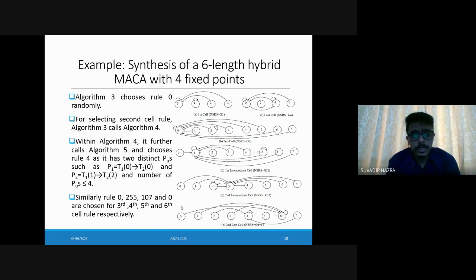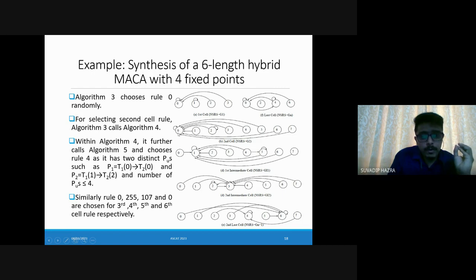Suppose we are considering synthesis of a 6-length hybrid MSA, and we require 4 fixed points. As we know, algorithm 3 will choose one rule randomly, so it will choose rule 0 because it has two self-loop NSRTs, 0 and 1. Next, for selecting the second cell rule, algorithm 3 will call algorithm 4, and algorithm 4 will call algorithm 5 and send the required parameters.